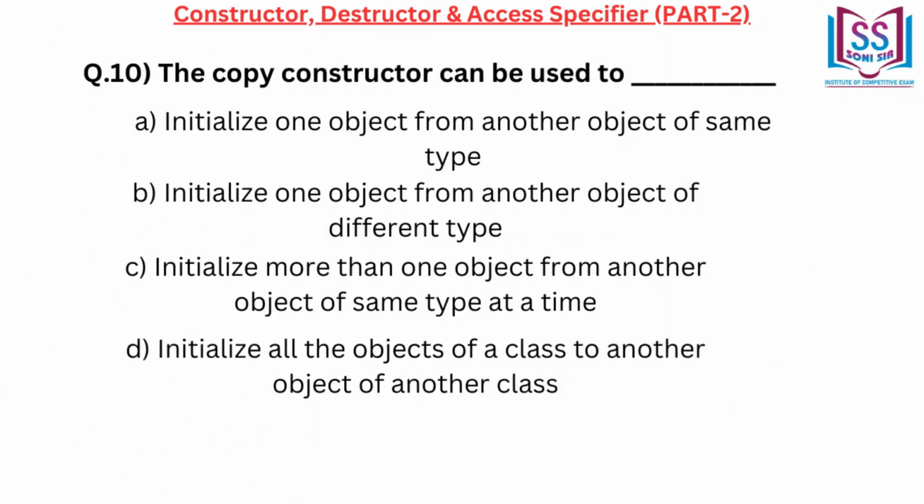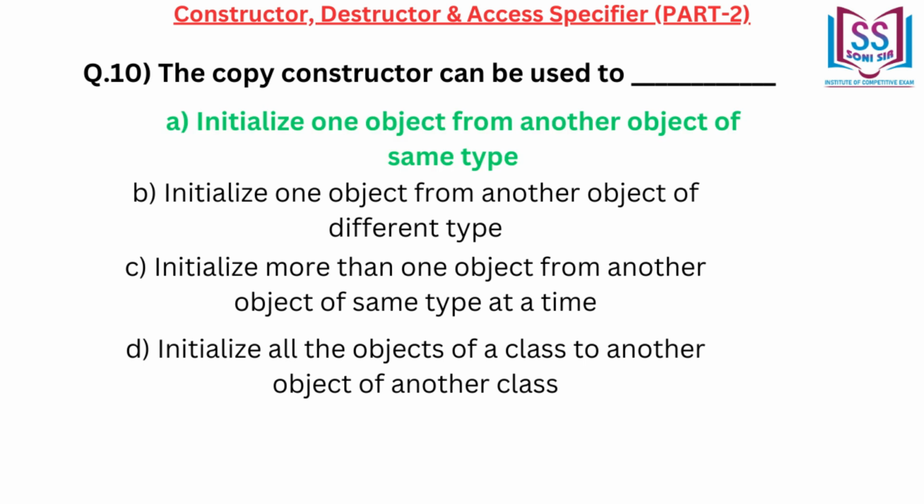The copy constructor can be used to dash. A. Initialize one object from another object of same type. B. Initialize one object from another object of different type. C. Initialize more than one object from another object of same type at a time. D. Initialize all the objects of a class to another object of another class. Correct answer A. Initialize one object from another object of same type.